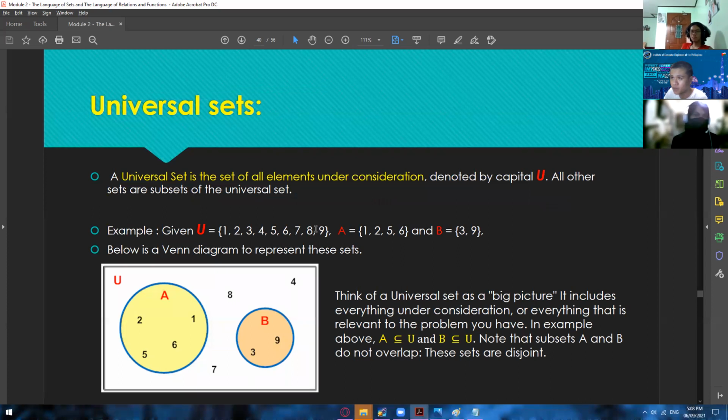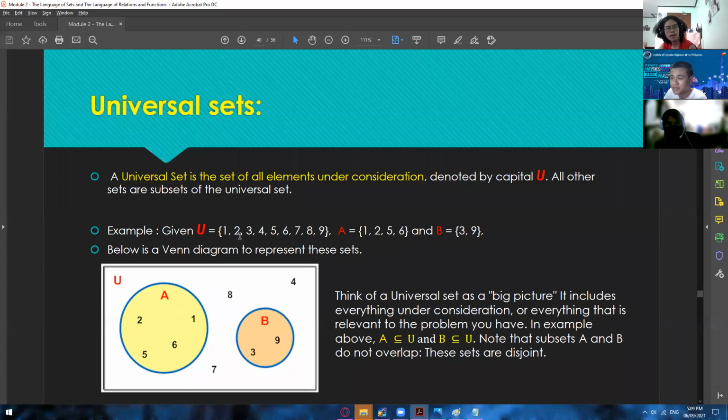So let's now proceed to the next one, which is the universal set. The universal set is the set of all elements under consideration. We could just say that the universal set is like the universe itself. In the universe, it is a set that contains the planets Earth, Mars, Jupiter, Pluto, and so on and so forth. Of course, it has a boundary. After the universe, of course, is the galaxy, but let's just stick with the universe or universal set. This one is denoted by capital U. All other sets are subsets of the universal set.